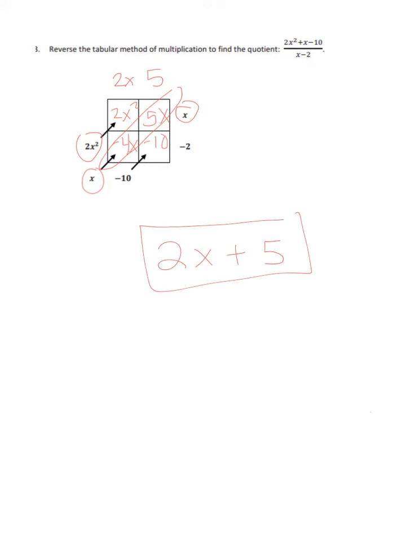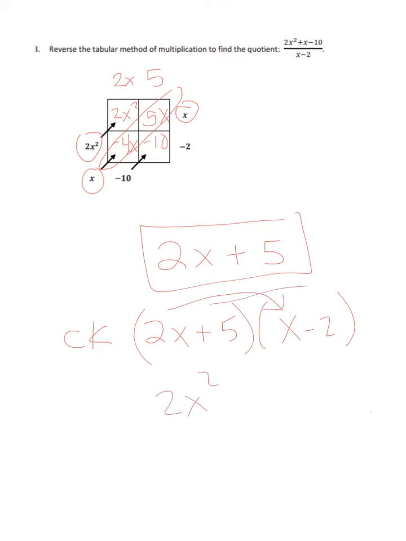Can I check that? Sure I could. If you want to do a check, take the 2x plus 5 and multiply it by the other one, x minus 2. And if you want to use the distributive method here, what's 2x times x? 2x squared. Then 2x times a minus 2 is a minus 4x. A 5 times x is a 5x. And a 5 times a negative 2 is a negative 10.